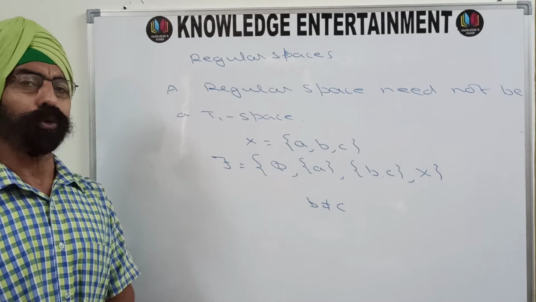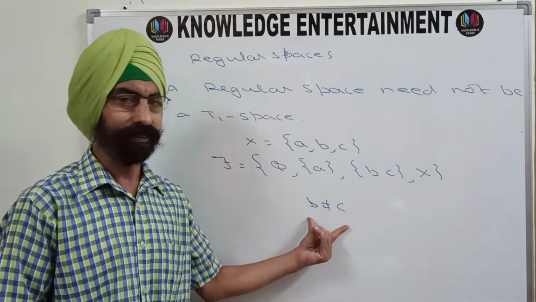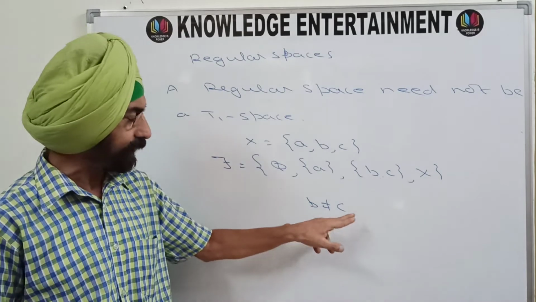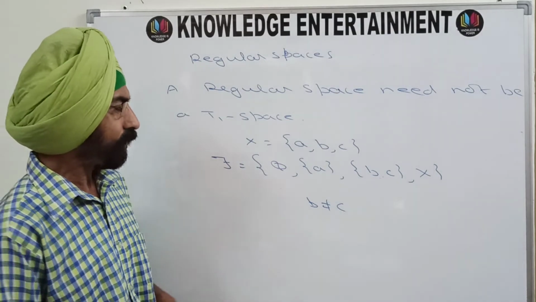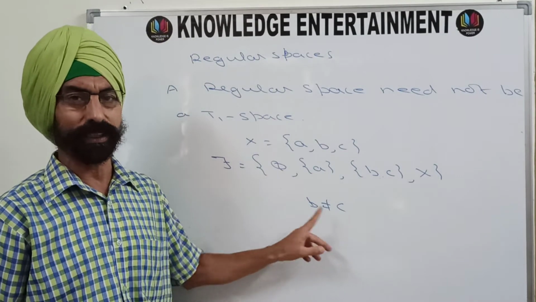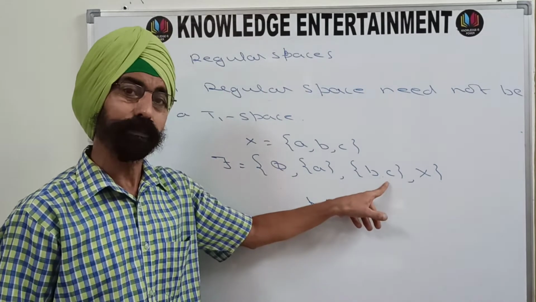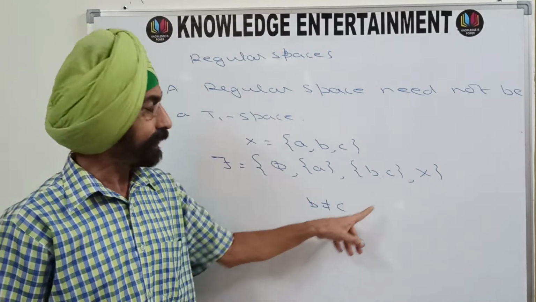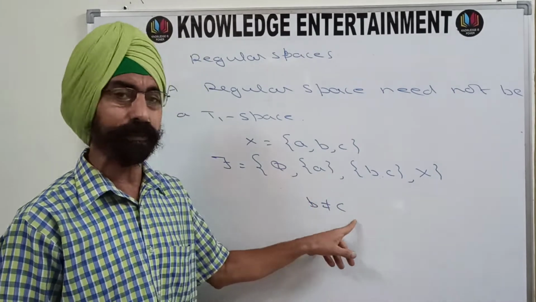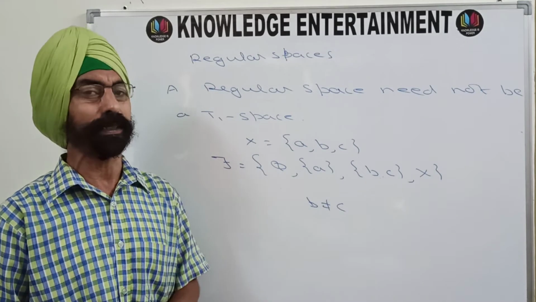If this topological space is to be T0, then you will have to have an open set which contains B but not C, or an open set that contains C but not B. These are the four open sets. This open set does not contain either of these two. This is the open set, it does not contain either of these two. This is the open set, but it contains both of these. This is the open set, it contains both of these. But what I want is an open set which contains one of the elements and not the other. So this condition is not possible here. So this is not a T0 space.